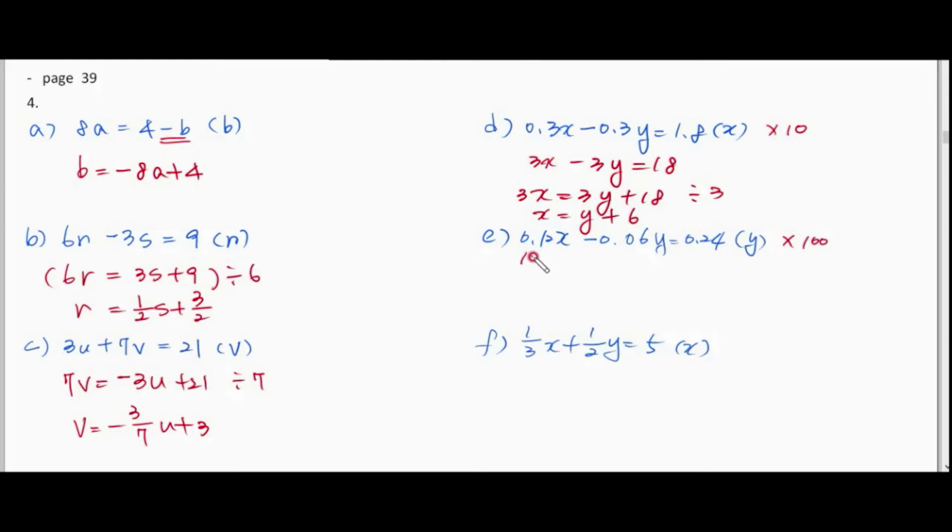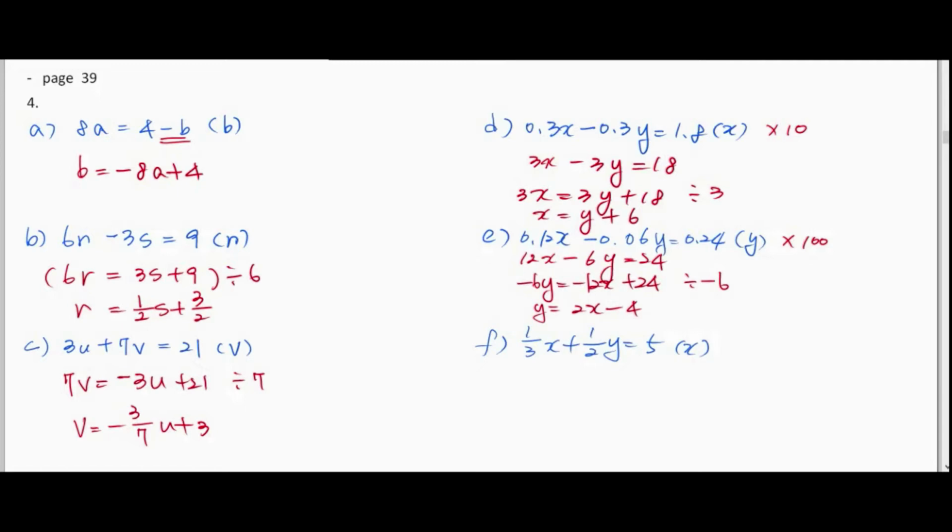So then 12x minus 6y equals 24. So it's in y equals form, so negative 6y equals negative 12x plus 24. And then dividing by negative 6, y equals 2x minus 4. And finally, it's f. So it's about the x.